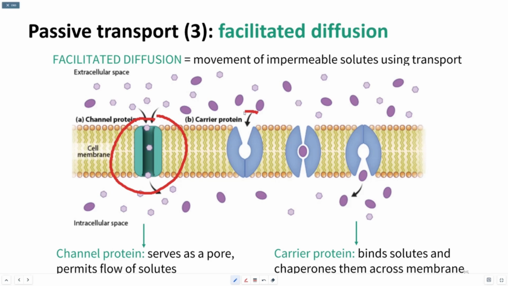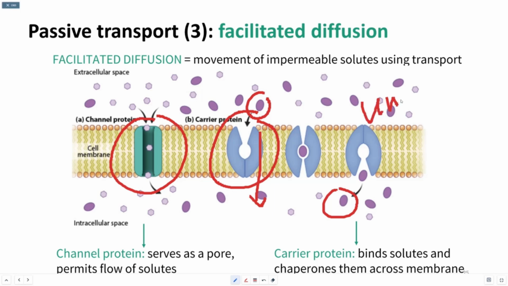Another type of channel is called a carrier protein. Carrier-mediated diffusion occurs when a small polar molecule, such as a simple sugar or amino acid, is assisted by a carrier protein, which allows it to move from one side to the other. A carrier that transports one substance is called a uniporter. Uni means one, porter means one direction, so it's a uniporter.